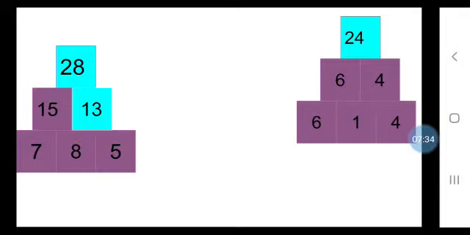Now there is another tower, children. 6, 1 and 4 is in the base. The middle line is having 6 and 4. Children, neither have I got it by adding, nor by subtracting, nor by dividing. 6 ones is 6 and 4 ones is 4. So this is a multiplication tower. What will you get in the fill in the blank on the top?